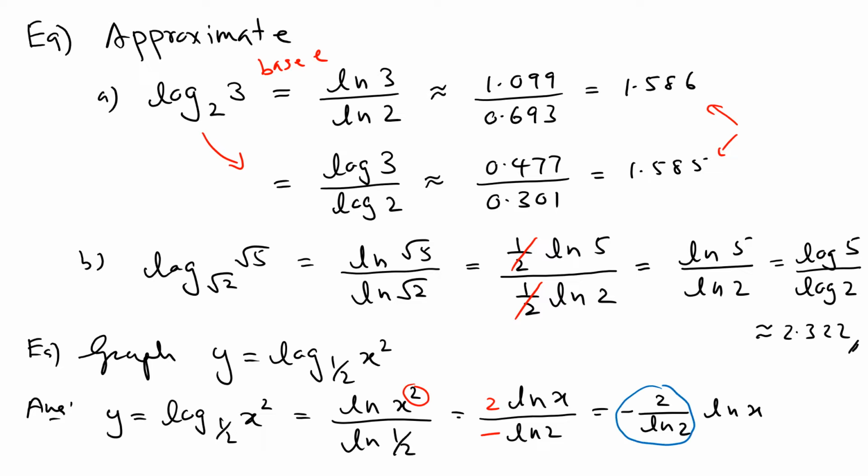ln 2 is a positive fraction, because ln 1 is 0 and ln e is 1, so it's between 0 and 1. And then we have negative 2, so this number is something like negative 4 or negative 3. So what's going to happen is the natural log function is going to flip over and scale by this number. Flip over and scale. So your graph is going to look like this.